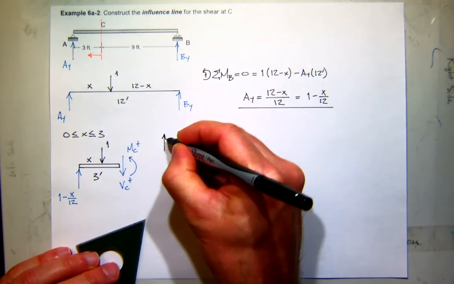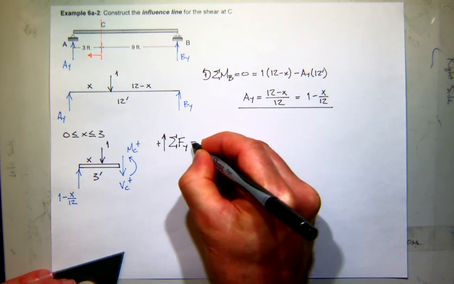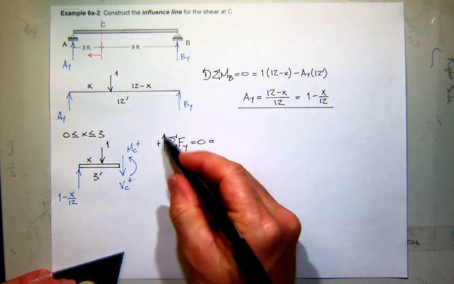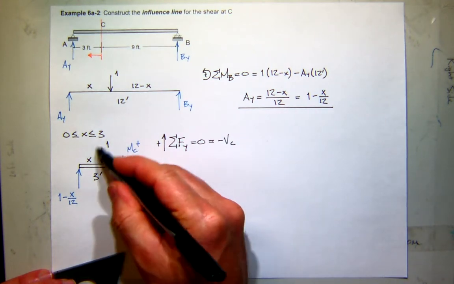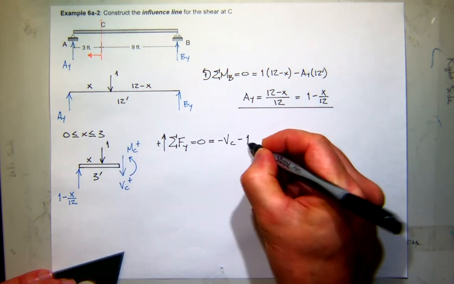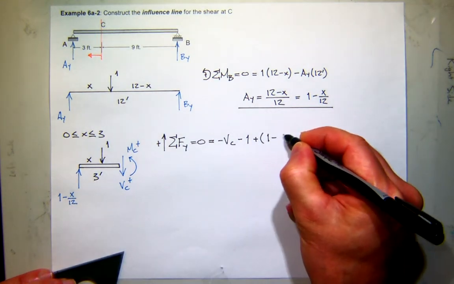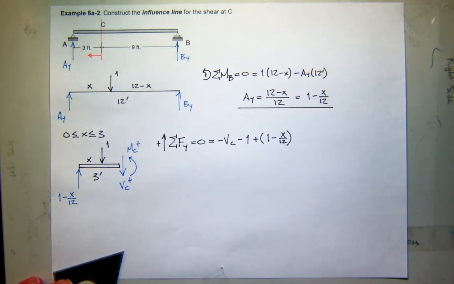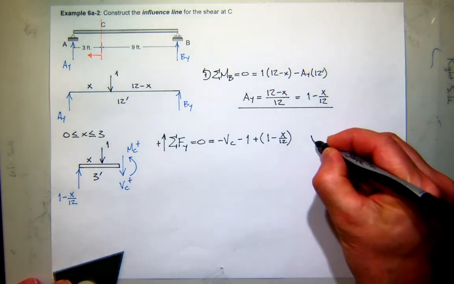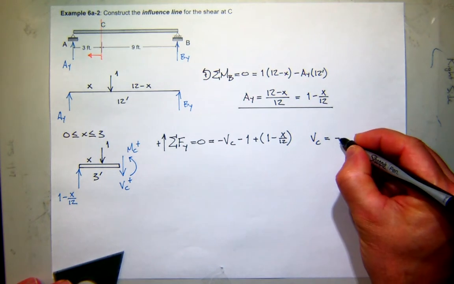So let's do that. So assuming up is positive, I'll sum forces in the y direction. So with up being positive, this force is down. What about this force? Down. And then this force is up, 1 minus x over 12. Everybody see that? Did I leave anything off? So what is the shear at C? Looks like the 1's cancel, and you just get minus x over 12.